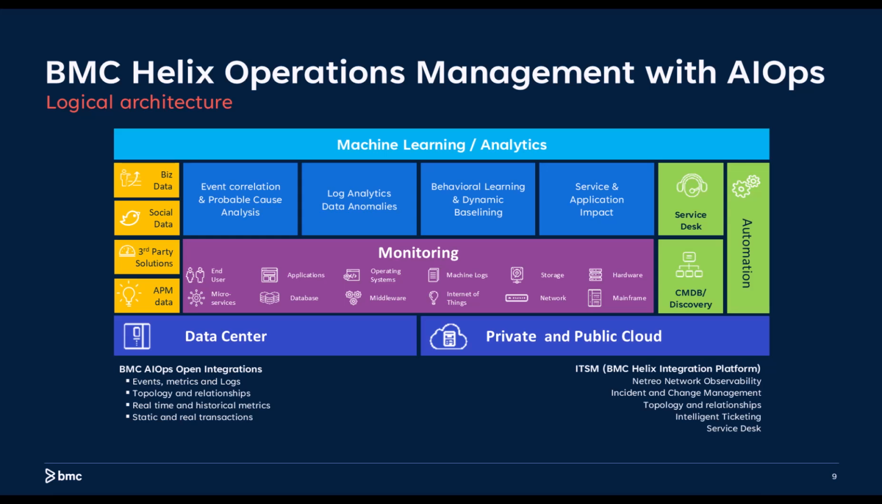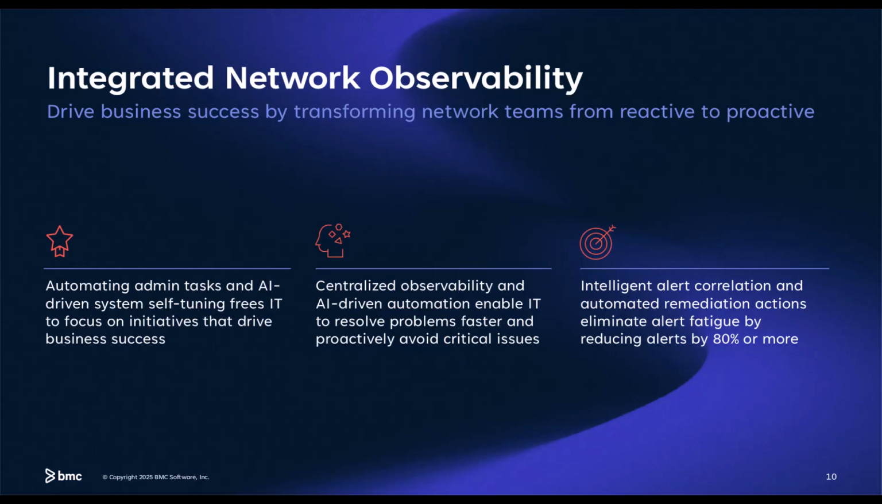So when we talk about integrated network observability, what do we really mean there? What we're talking about here is that a comprehensive network observability solution needs to include that AI-driven automation, but it also allows for central observability to resolve issues faster and prevents those critical problems.